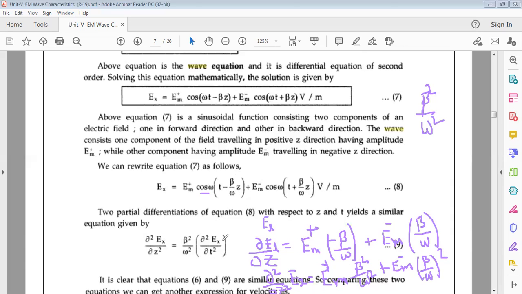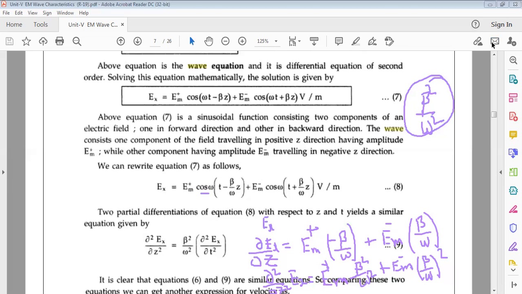Got it, my students? And again, we can apply here with respect to t. First time we'll get this cosine as a sine, second time we'll get sine as a cosine. The same function we'll get for dou square Ex by dou t square also. Now we can multiply these two by beta square by omega square. Got it, my dear students?